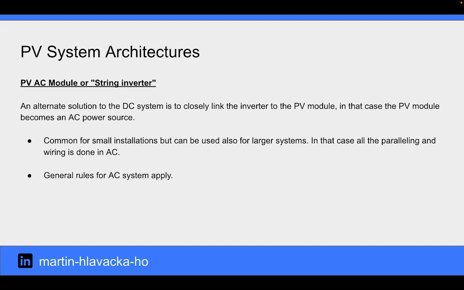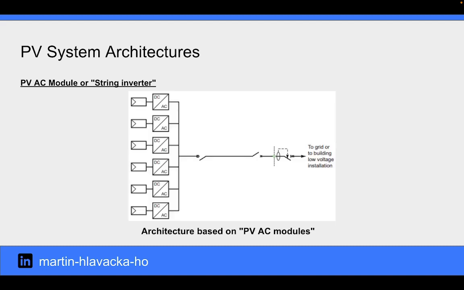An alternate solution to the DC system is to closely link the inverter to the PV module. In that case, the PV module becomes an AC power source. This solution, called PV AC module or string inverter, is common for small installations but can be used also for larger systems. In that case, all the paralleling and wiring is done in AC. General rules for AC system apply. On this slide, we can see a diagram with the architecture based on PV AC modules.